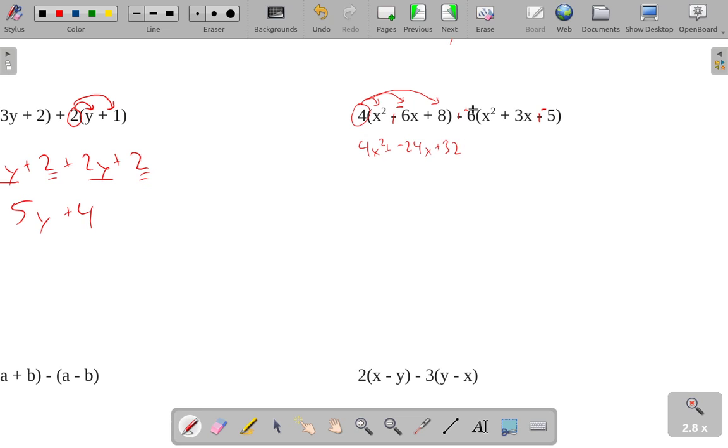All right, these parentheses are multiplied by a -6, so I need to distribute a -6 through these parentheses. So then -6 times x squared is a -6x squared. -6 times 3x is -18x.